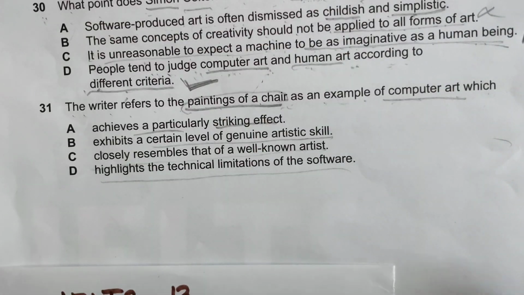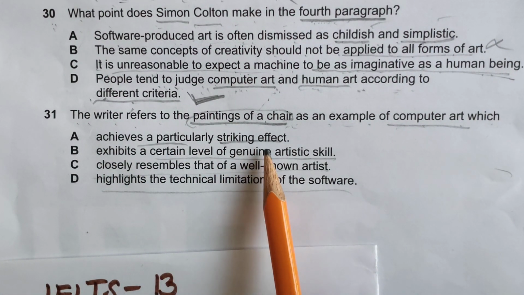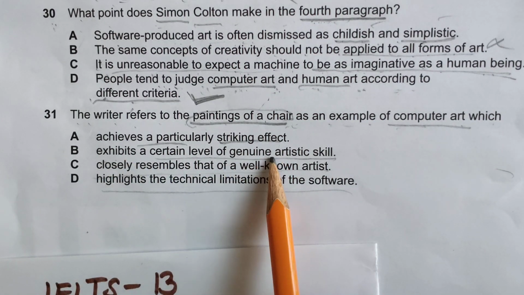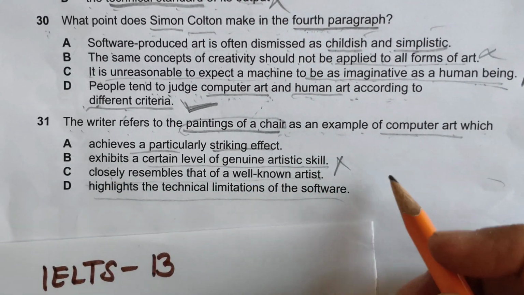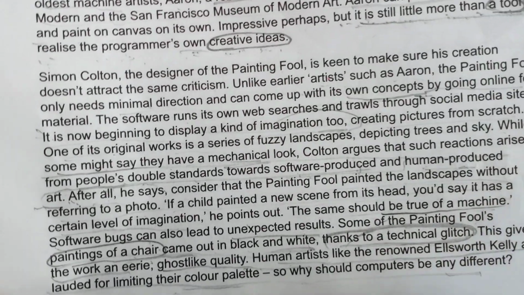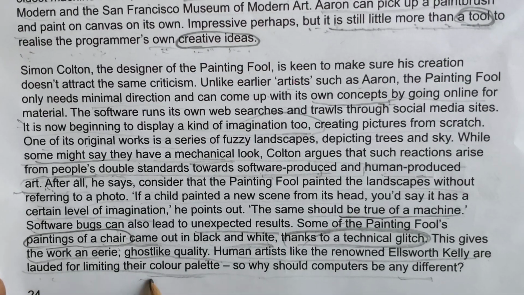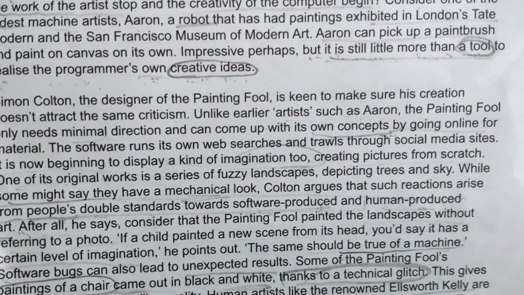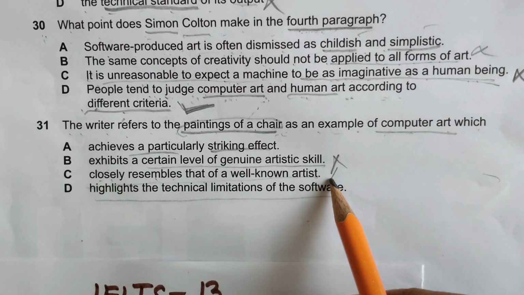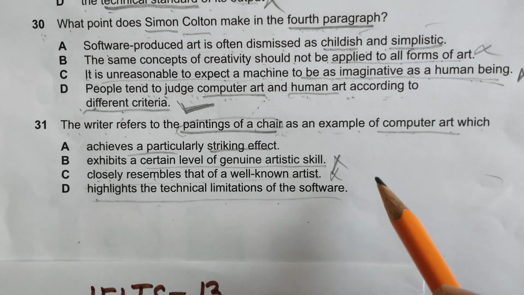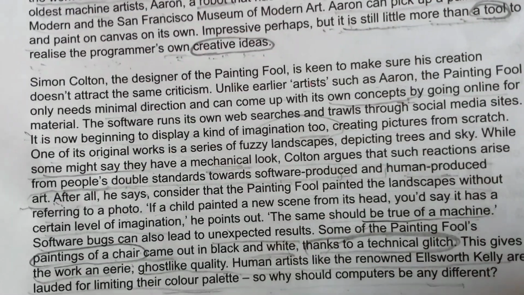Okay, what the options are saying, achieves a particularly striking effect. Okay, I think this is matching. Exhibits a certain level of genuine artistic skill. No. Closely resembles that of a well-known artist. Of course, well-known artist is given. Human artists like the renowned Ellsworth Kelly are lauded for limiting their color palette. So why should computers be any different? No. Closely resembles that of a well-known artist. No. Highlights the technical limitations of the software. Yes, it is given, but we have to verify, we have to match the proper one.